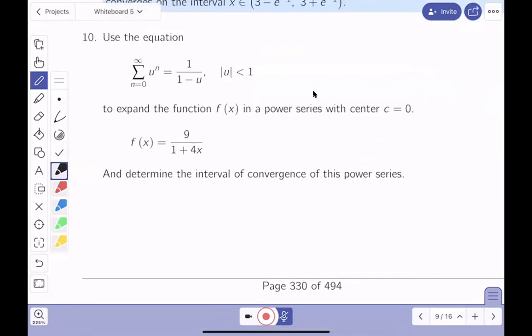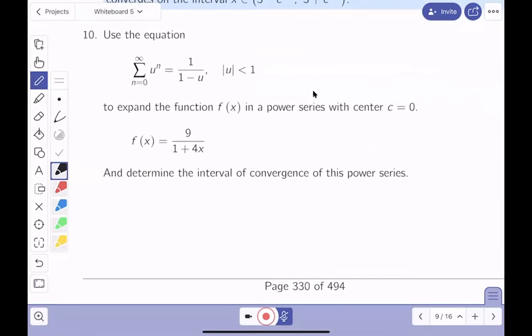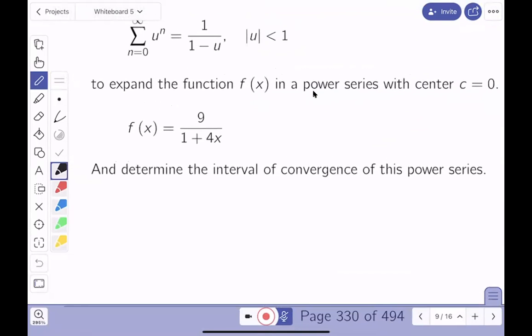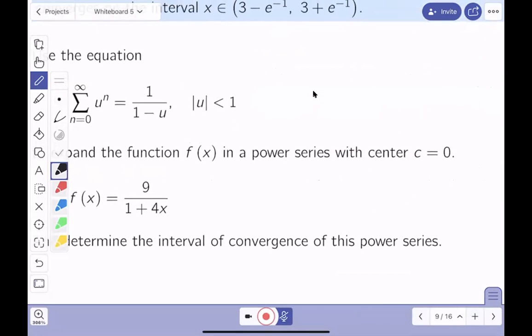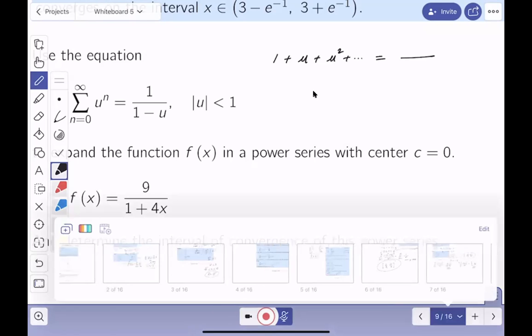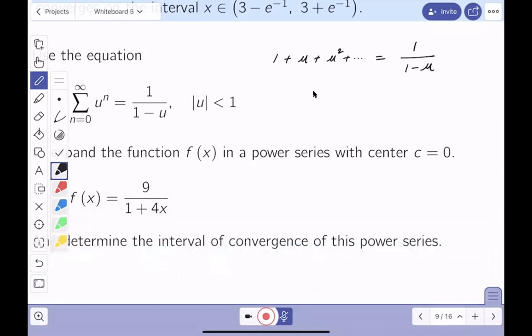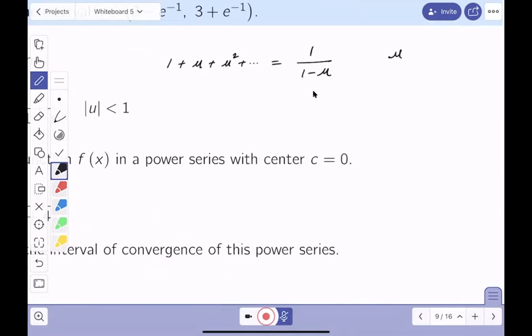Okay. Now this one, there's words in it, and certainly there's more words. They're telling me that I should use this equation they're giving me. And this is a geometric series, by the way. And maybe I should write that down. So a geometric series would be 1 plus u plus u squared plus, and so on. That equals 1 over 1 minus u, provided the absolute value of u is less than 1, right? This goes back to your Math 120 days, which means u is between minus 1 and 1.